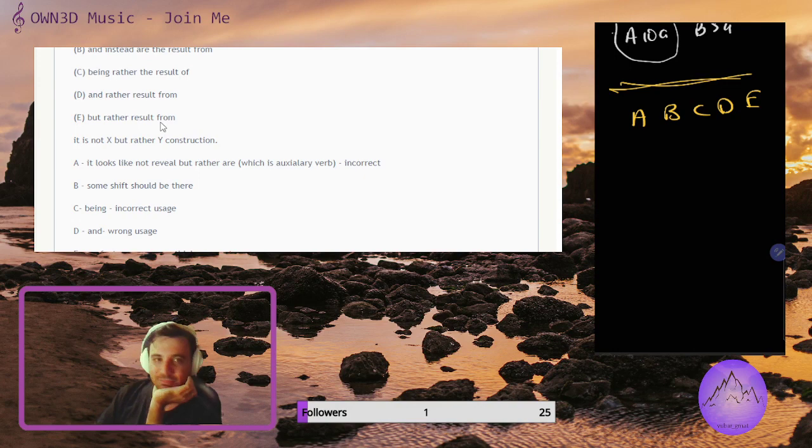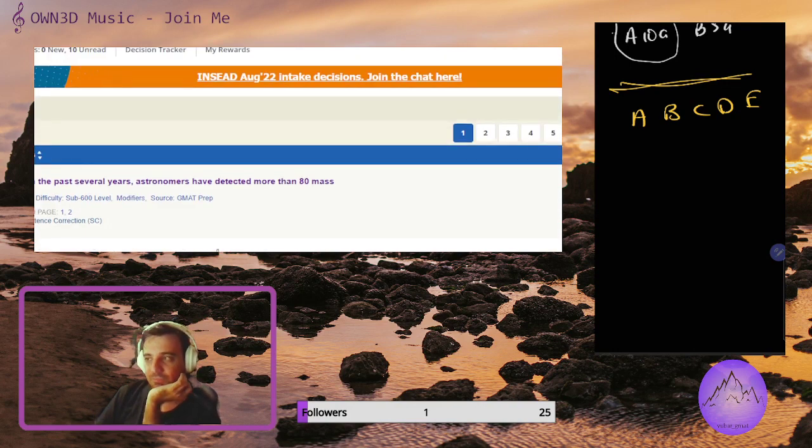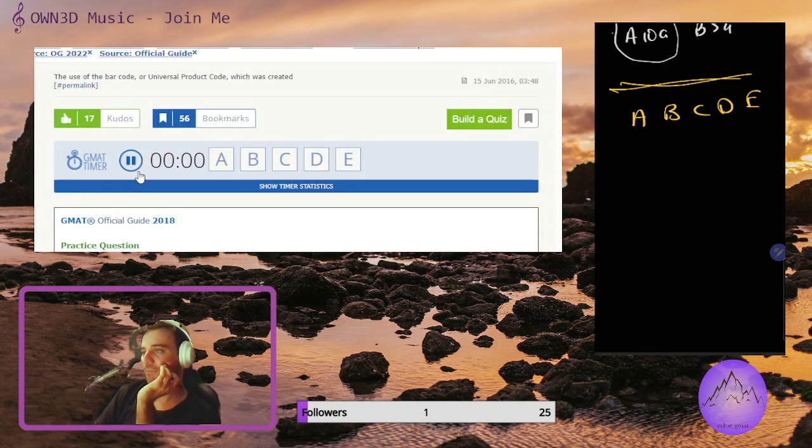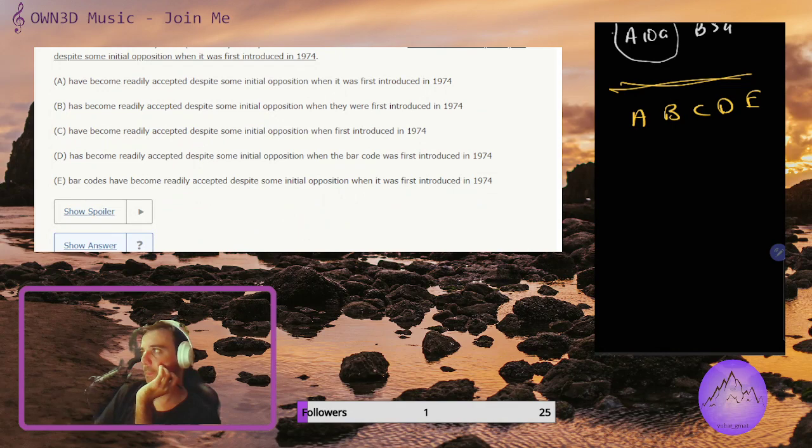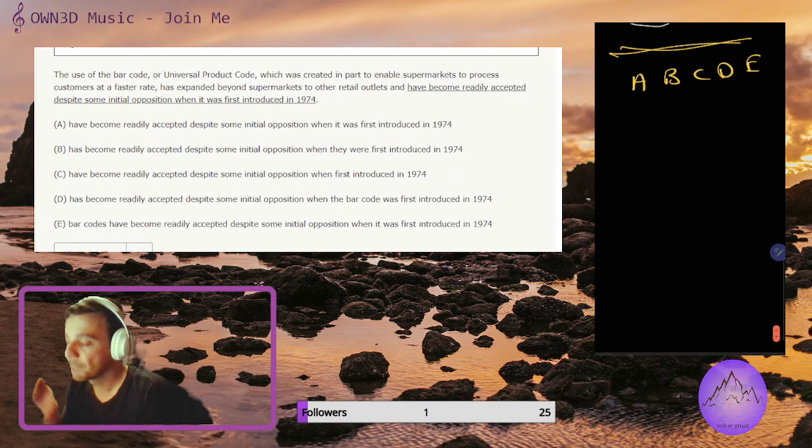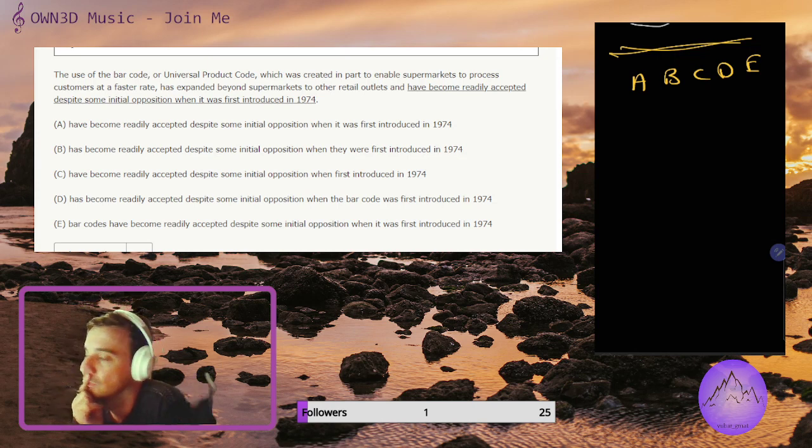All right, actually I'll do one more, and I'll just do it quickly. Start the clock straight away. Yeah, I feel like this is going to be harder than I want it to be.